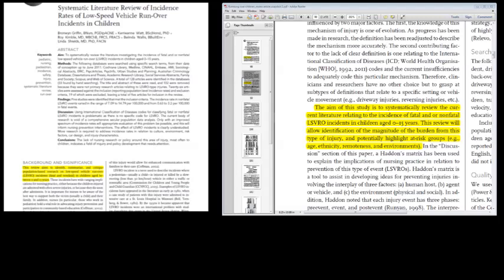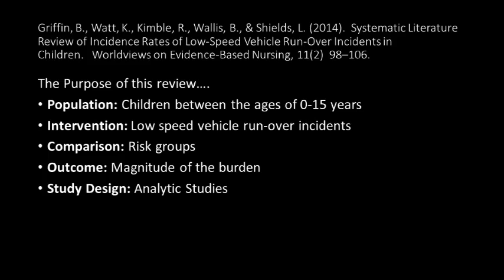This is a systematic literature review of incident rates of low-speed vehicle run-over accidents in children by Griffin and colleagues. The article starts off with the aim, but as you can see after the initial introduction, they provide a more specific purpose statement right before introducing the methods. As written in the article, the aim of this study is to systematically review the current literature related to the incidence of fatal or non-fatal LSVRO incidences in children 0 to 15.